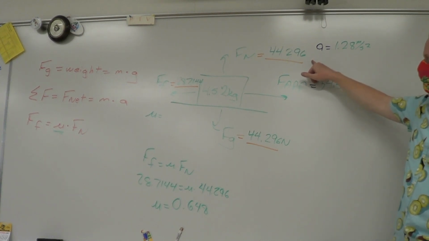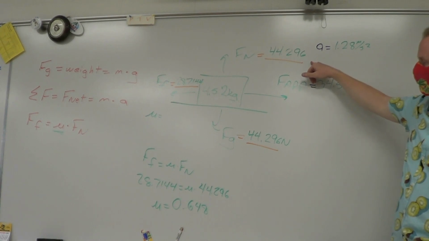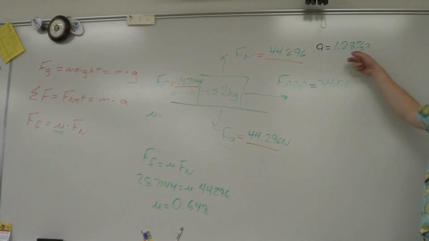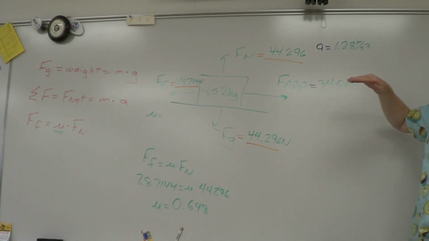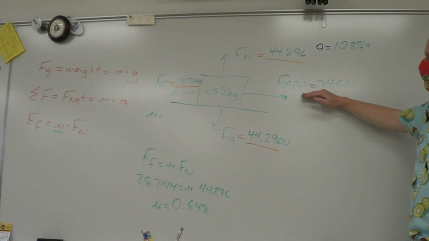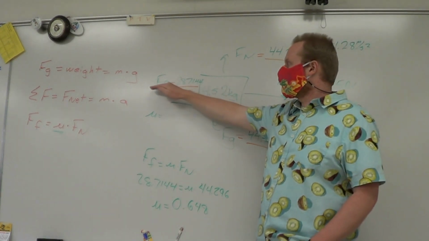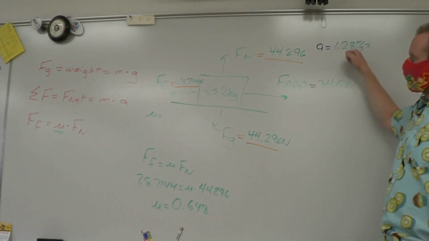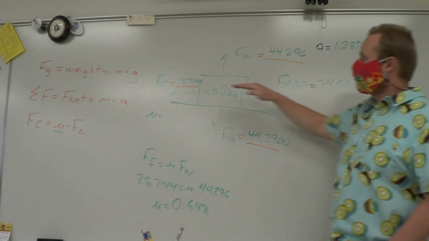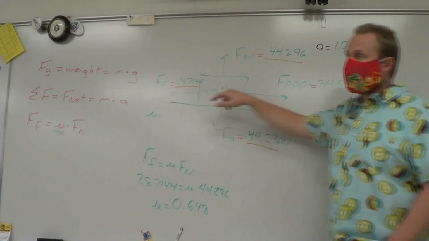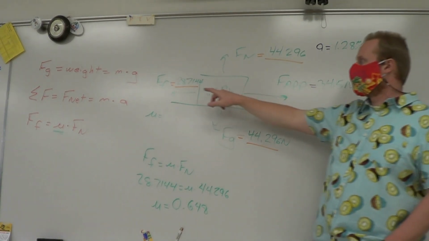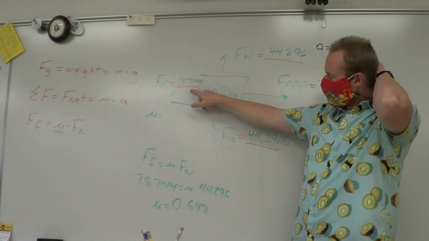Because my force of friction is smaller than my applied force, and we know that because I have an acceleration to the right, I did Newton's second law: add my rights, subtract my lefts, which is equal to mass times acceleration. When you go this minus this unknown, which is equal to m times a, and we solve for our unknown, we get 28.7144.